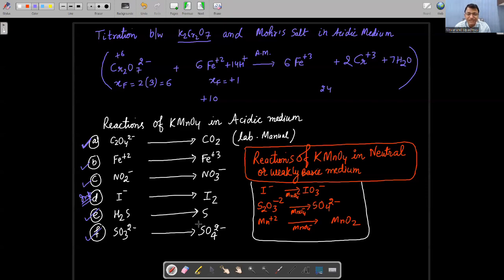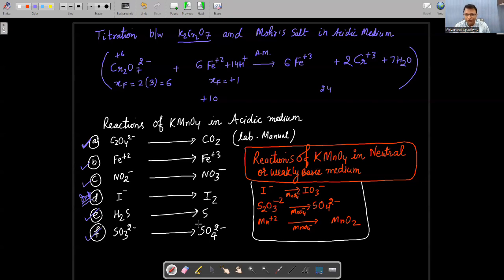But we never use highly basic medium for any titration, right? It is expensive, it is of less use. So whenever it is not mentioned whether it is weakly basic or highly basic, our first instinct is we will take weakly basic. And in weakly basic medium, KMnO4 is converted into MnO2. It is taking 3 electrons, so the X factor will be 3.